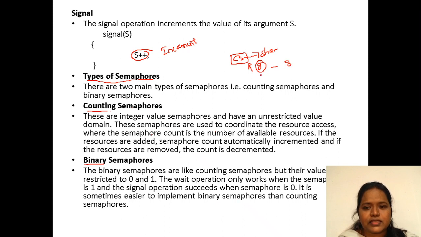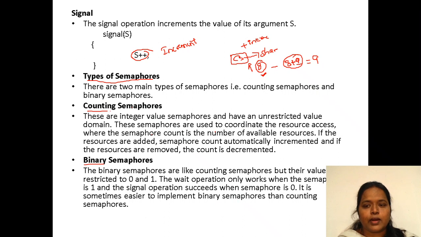This 8 represents the count of the semaphore, how many resources are available. That count is held in the counting semaphore. If resources are added, suppose I have added one resource, the count is now equal to 9. The semaphore count is incremented by 1. Fine.